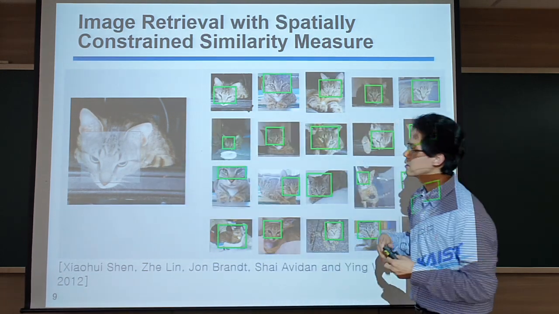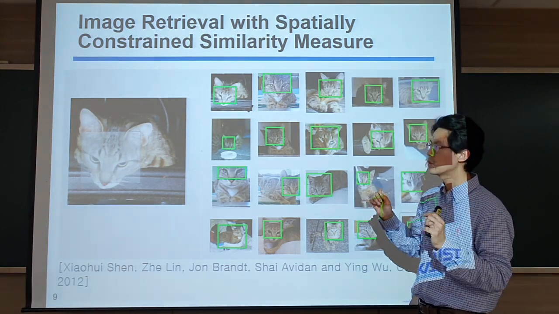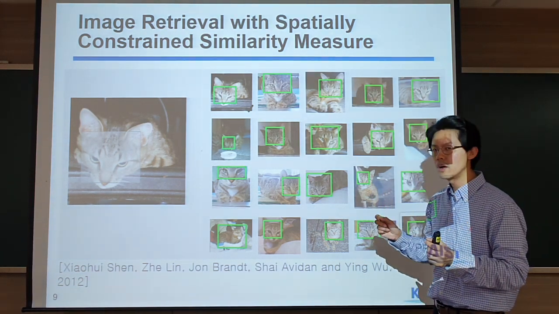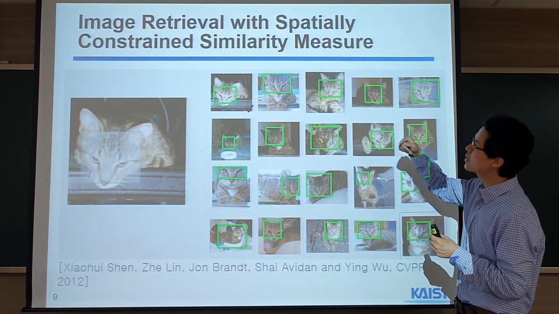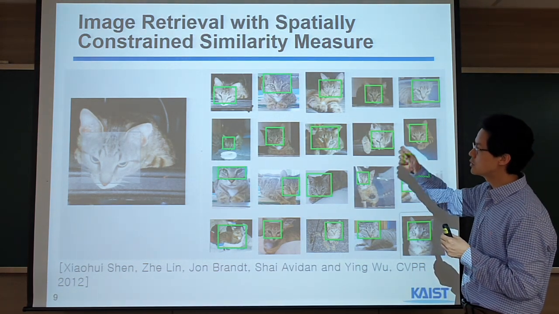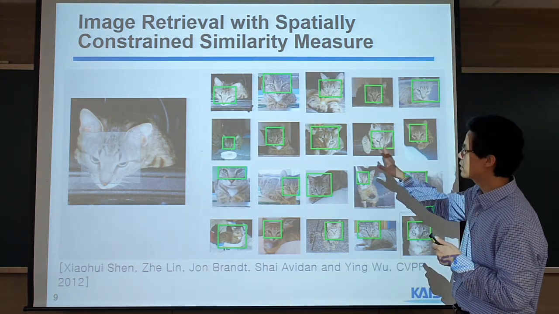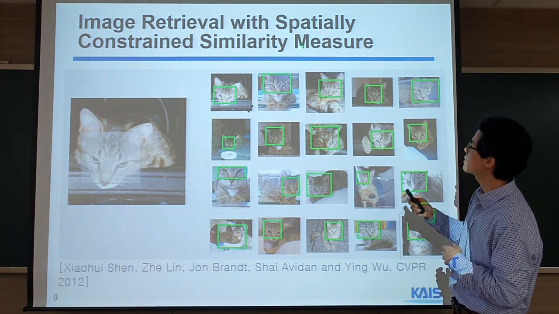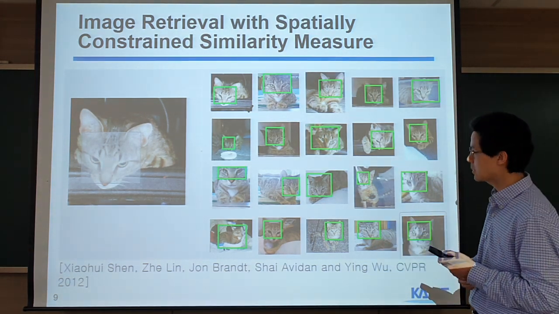Also, as I talked about before, for matching between features we need to consider a distance function. In that case, we can use the L1 metric or L2 metric, right? But we can also consider this spatial information and design a new distance metric. I didn't really talk about these details, but they came up with a distance function known as a similarity measure, considering the spatial information. If you're interested, you can look at this paper.